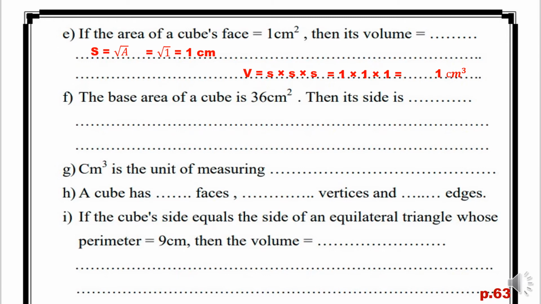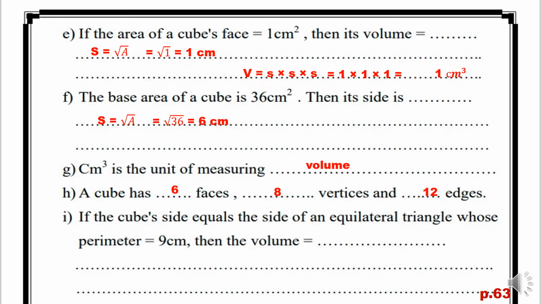In letter F, the base area of the cube is 36 centimeters squared. Then its side is, I want to get the side from the area. The side is equal to the square root of the area. So it's equal to the square root of 36, which equals 6 centimeters. In letter G, centimeter cube is the unit of measuring the volume. Letter H. A cube has 6 faces, 8 vertices, and 12 edges.